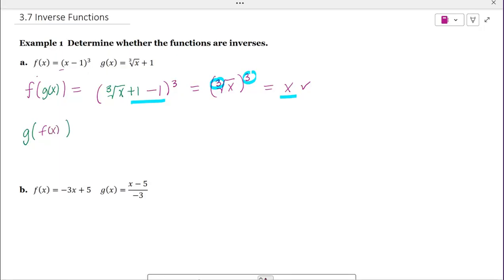So I'm going to take this whole function and plug that in here where the x value is. So we'll have x minus 1 cubed, and then that's going to be under the cube root. And then we have a plus 1 here. This cube root and this cube are going to cancel each other. So I'll have x minus 1 and then a plus 1. And this also gives me x as my output. So these two functions are, in fact, inverses of one another.